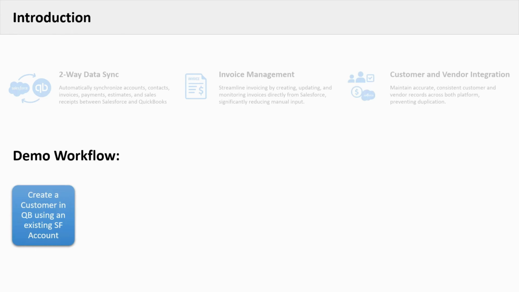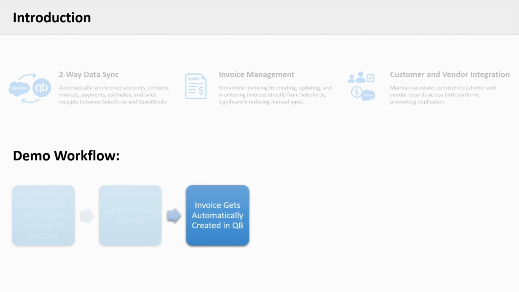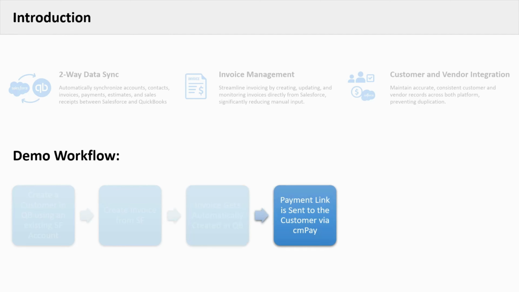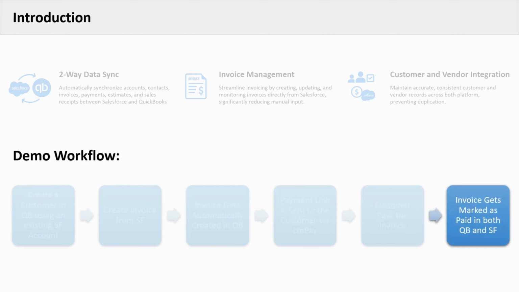So this is a quick workflow of the demo that we're going to be showing you today. First, we'll create a customer in QuickBooks using an existing Salesforce account. Then we'll create an invoice from Salesforce. This invoice will get automatically created inside of QuickBooks. Once the invoice is created, a payment link is sent to the customer through CloudWinning. Customer can then make the payment of the invoice. And once the customer makes the payment, the invoice gets marked as paid in both QuickBooks and Salesforce.